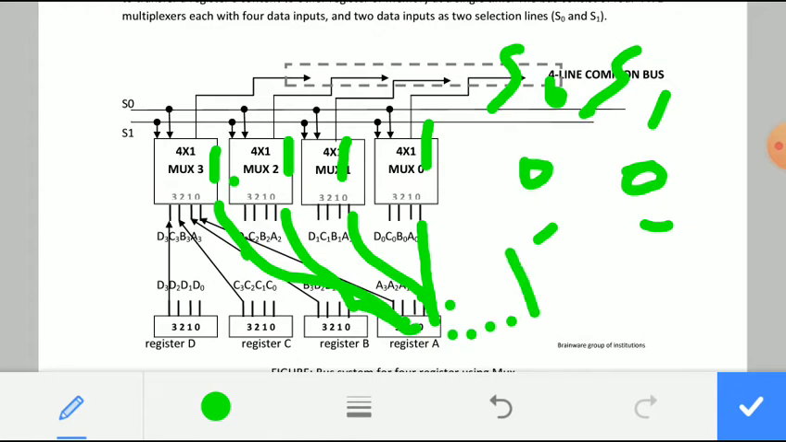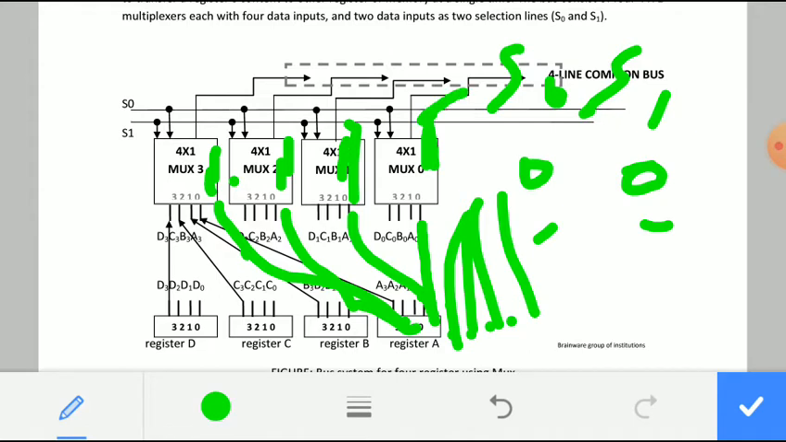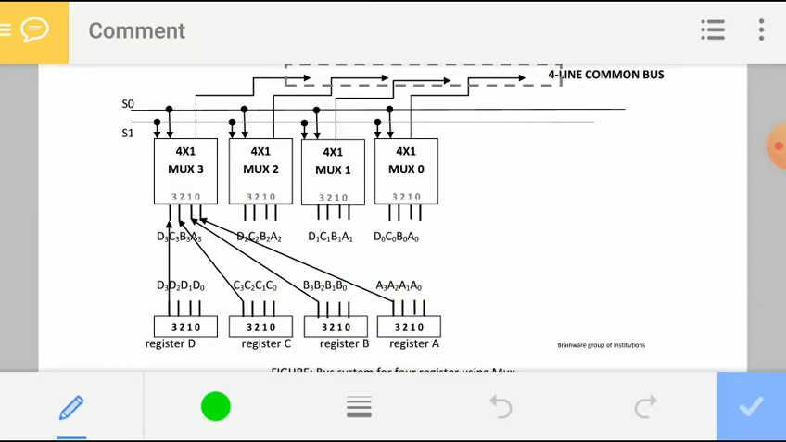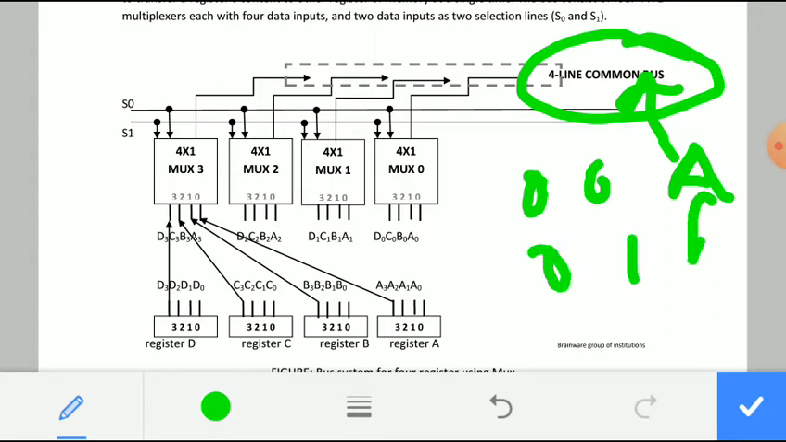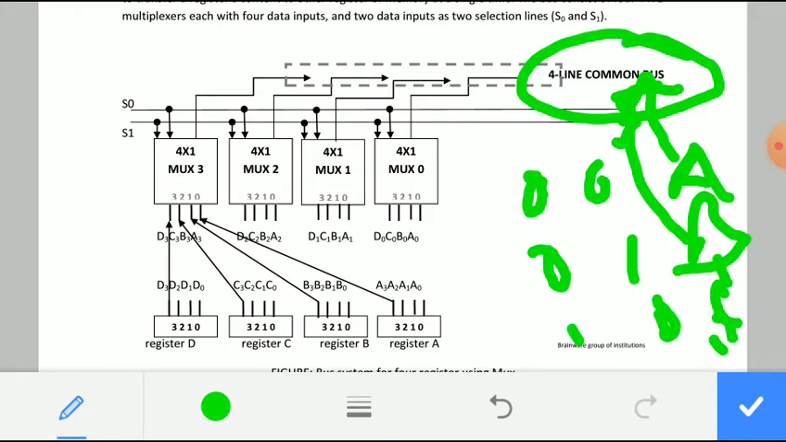These four values can be copied through MUX 0, MUX 1, MUX 2, MUX 3 to the 4-bit common bus, the 4-line common bus system. See, it is a 4-line common bus system. That means for 0 0, the A register will be copied to the common bus. When 0 1, the B register can copy to the common bus. When 1 0, the C register can copy to the common bus, and for 1 1 the D register can copy to the common bus.